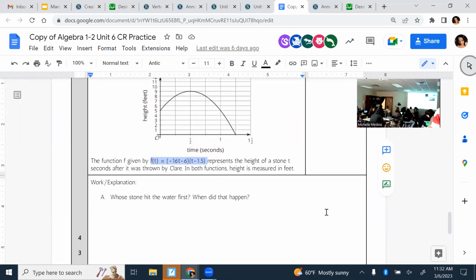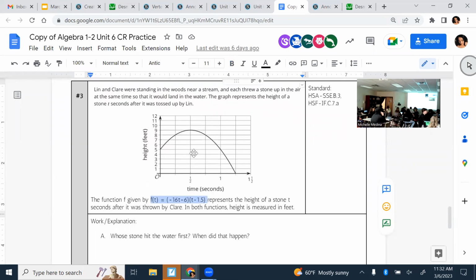So whose stone hit the water first? How did that happen? So look at the graph for Lynn, because remember, Lynn's was the graph. At what part of the graph would it be where it hits the water? It would be the x-axis. So here would signify when it hits the water. And it wants to know whose stone hit the water first. So at what time did the Lynn stone hit the water? Between 1 and 1.5, what would this be? 1.25 seconds.